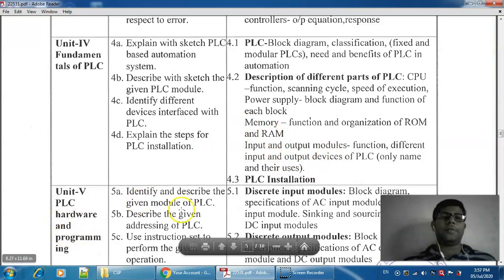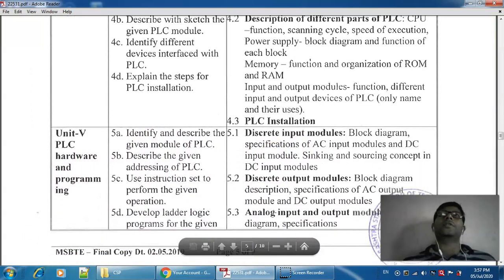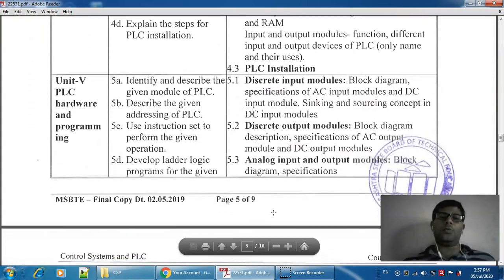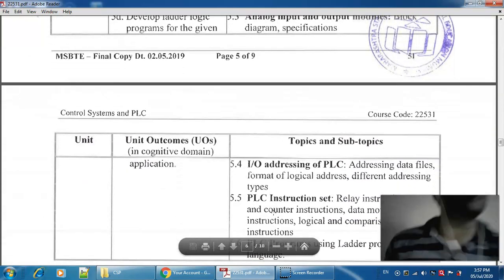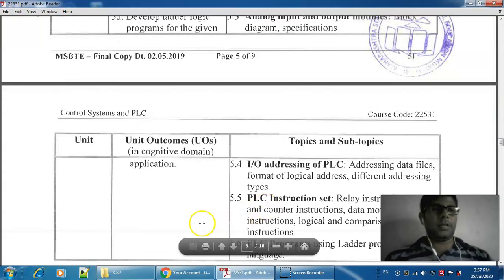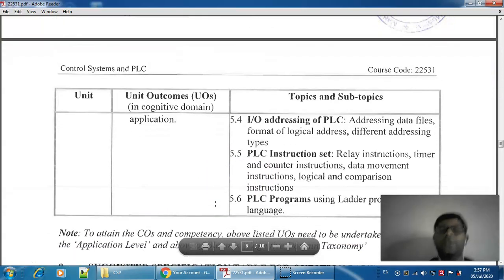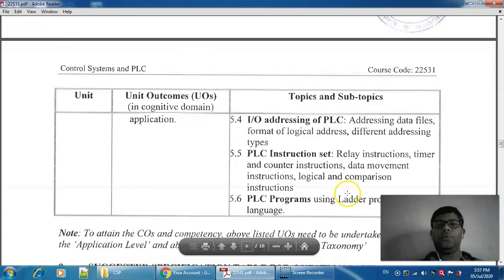In the fifth chapter, here are some unit outcomes. We will learn some discrete input modules, discrete output modules, analog input modules and analog output modules. And the last part of this chapter is PLC programming. For the PLC program, you should learn the PLC instruction set.